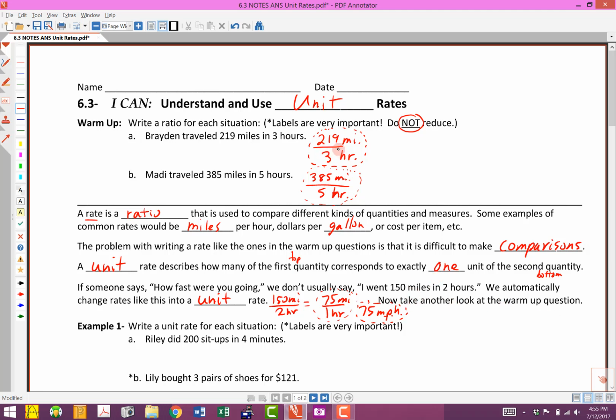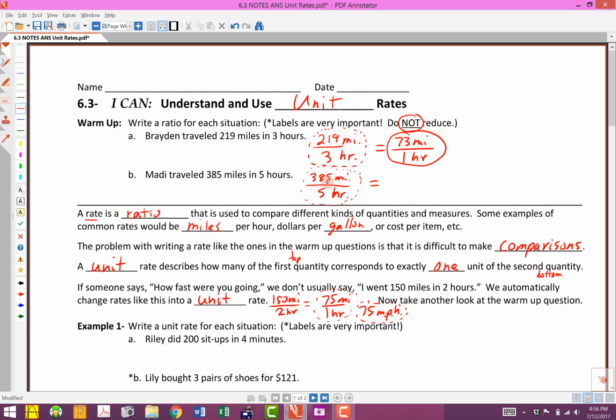So this one right here, it was 219 miles in 3 hours. That's what Braden did. Well, if you throw that into a calculator, you're going to end up with this. If we simplify it, it's 73 miles on the top. 3 goes into 219 73 times, and then 3 goes into 3 once, so there would be 1 hour on the bottom. So what this means is 73 miles per 1 hour, or in 1 hour. So that's probably the best way to think of that.